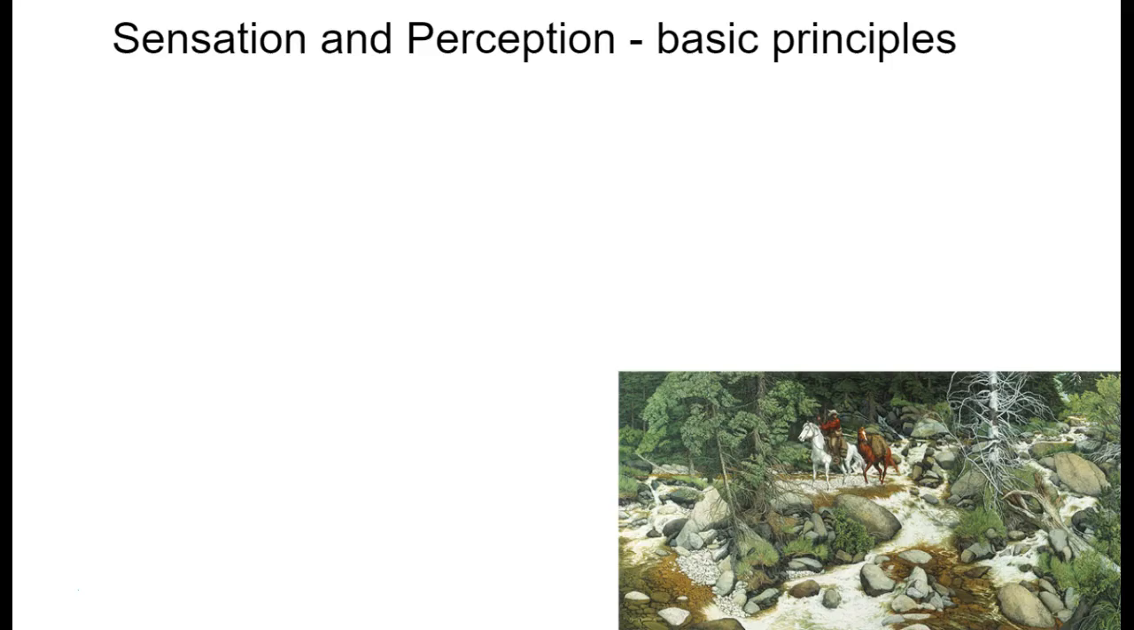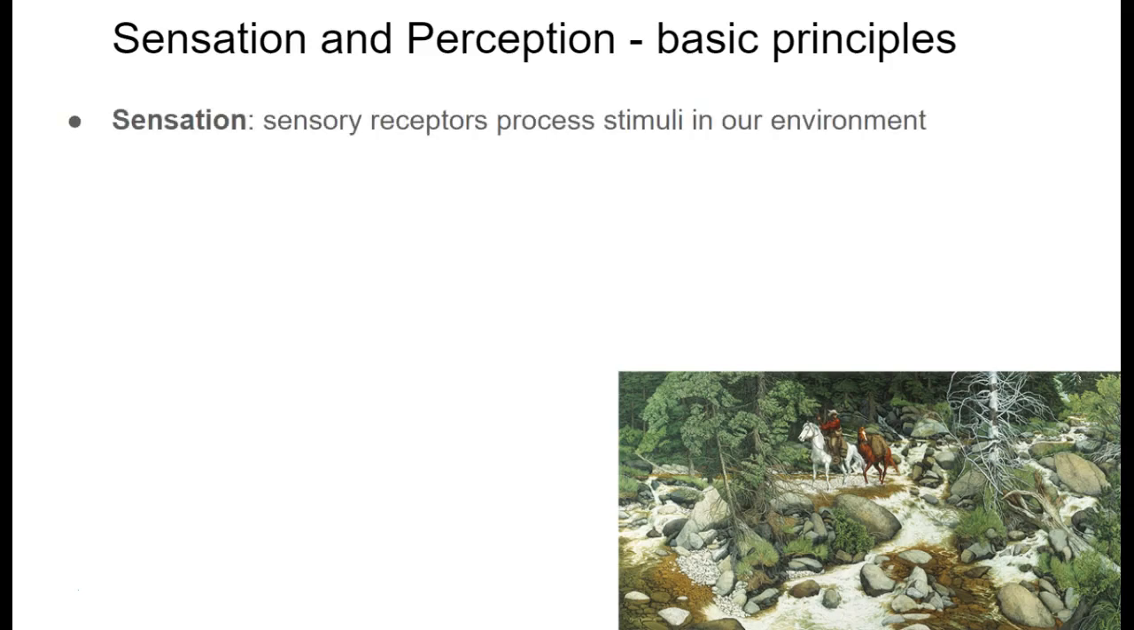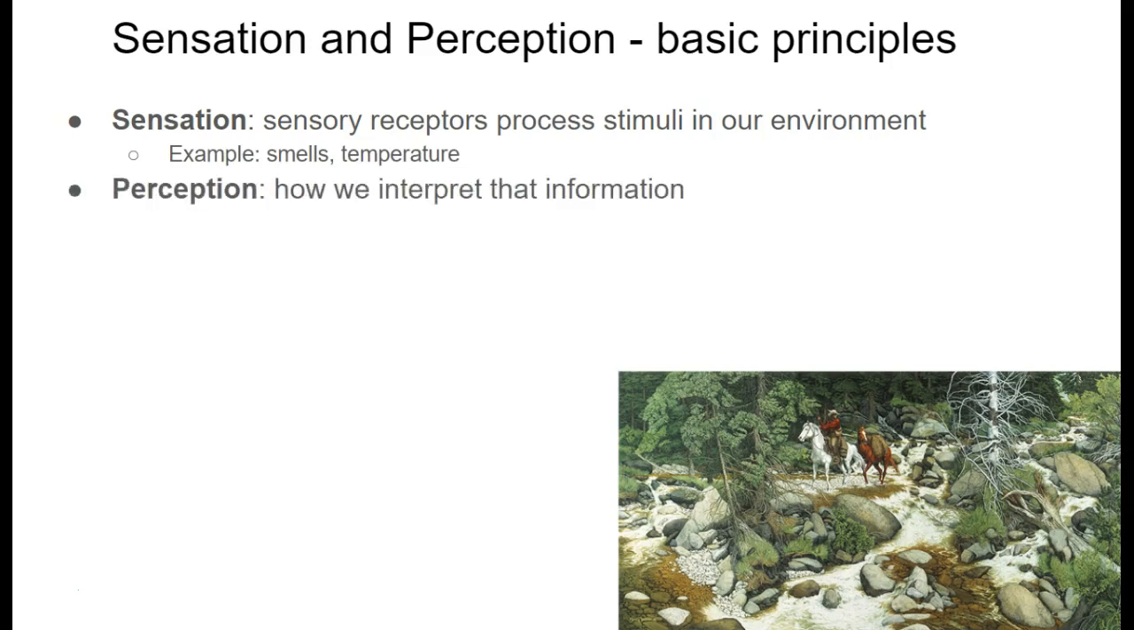Sensation and perception, the basic principles. Sensation means sensory receptors process stimuli in our environment. So for example, smell, temperature. And then perception is how we interpret that information. So we all smell the same thing. Some people may say it smells good. Some may say it smells bad. Some may be hot. Some may be cold.